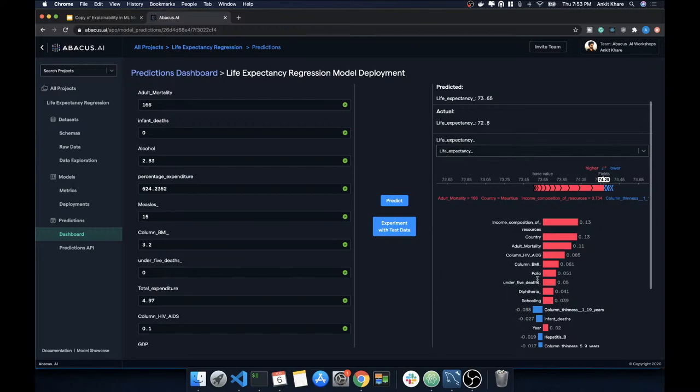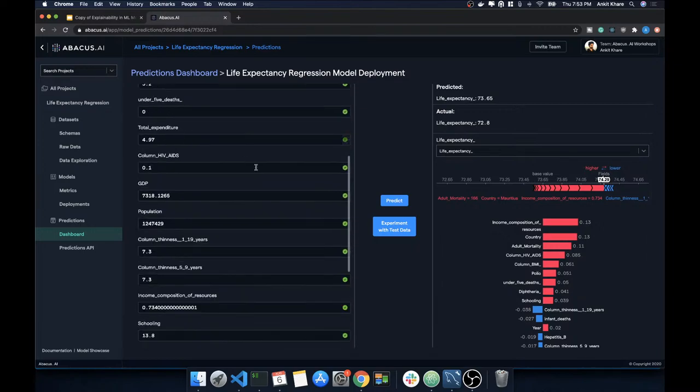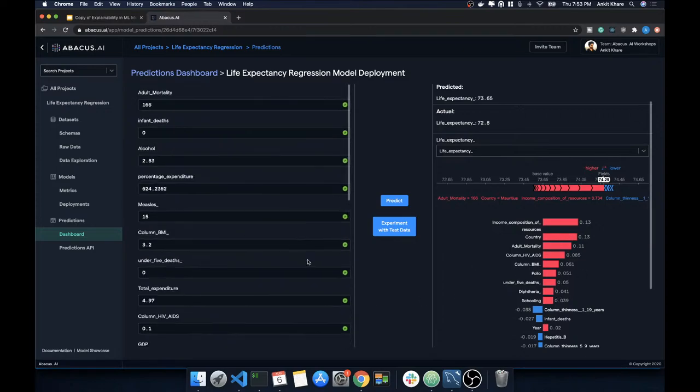One interesting thing to note here, column HIV AIDS, it's positively contributing, so you might wonder why. How is it increasing life expectancy? But the devil is in the detail. If you look carefully, you would notice that the value of this factor is quite low for that country. If you go and look, that is quite low, and that's why it is contributing positively. For some other data point, that might be high, so it would start contributing negatively.